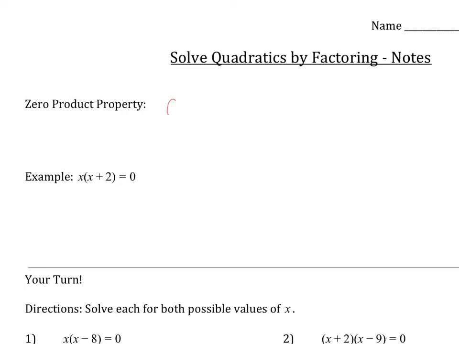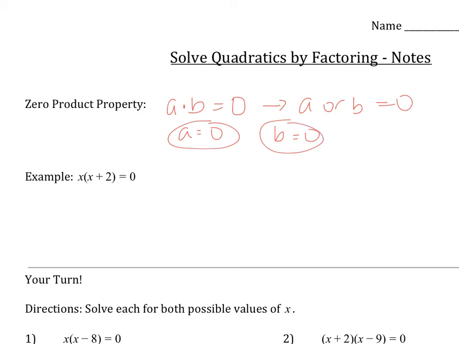So if you have two numbers, a and b, and if they multiply to get 0, well, think about what numbers multiply to get 0. Well, one of them has to be 0. So that means either a or b has to equal 0 in order for this to work. So if two numbers multiply to get 0, then either a or b has to be 0, right? So you would say either a is 0, that'd be one of your answers, or b would equal 0, that'd be another answer.